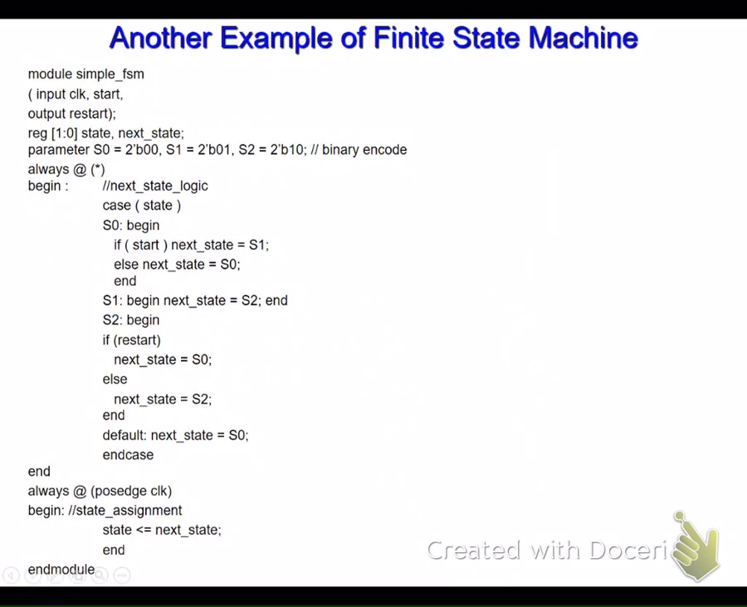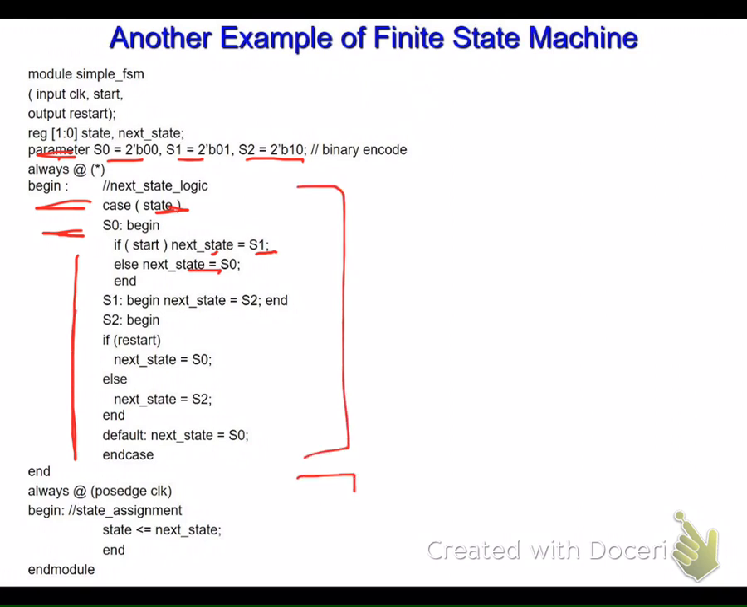Okay, here is another example of a finite state machine. Again, we have defined these parameters with S0, S1, and S2 as an example. And again, the case statement, here I have it as the state. Then we'll begin with S0. Begin, if start, the next state will be this, else the next state will be this, and so on and so forth. So we are following exactly the same approach with the combinational part. And then the sequential part is here with the always block: state will be equal to the next state, and so on and so forth.